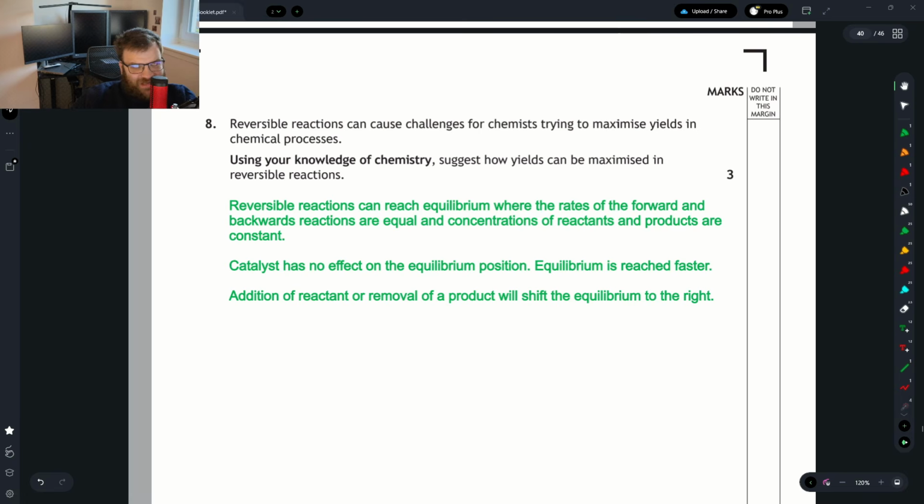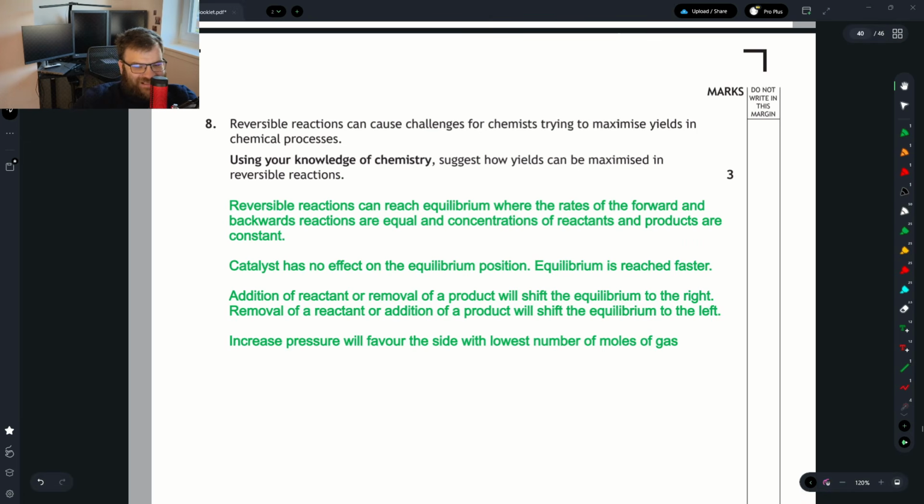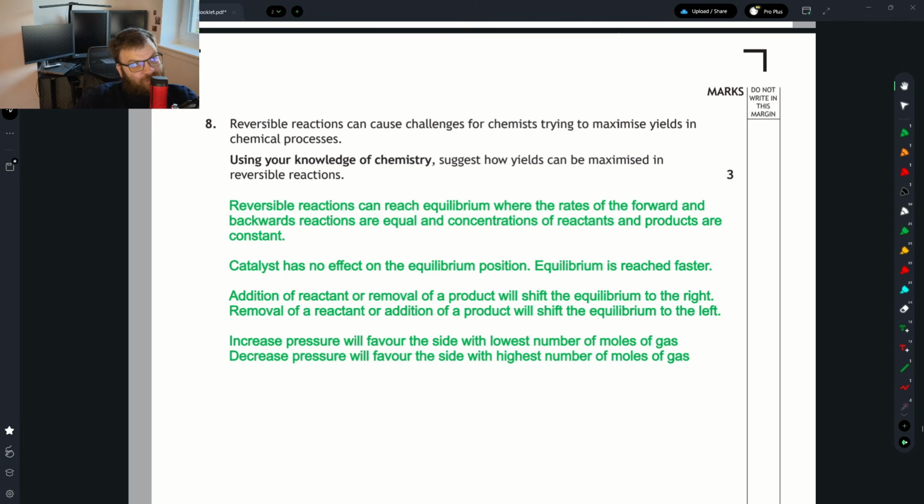If you added a reactant or removed a product, this would shift the equilibrium to the right, making the forward reaction happen more quickly. On the other side, if you removed a reactant or added a product, that would shift the equilibrium to the left. If you were to increase the pressure, that will favour the side with the lowest number of moles of gas. Looking at your experiment, you can decide if high or low pressure is preferable. Decreasing the pressure would favour the side with the highest number of moles of gas. Only gases are compressible, so we don't care about liquids or solids.